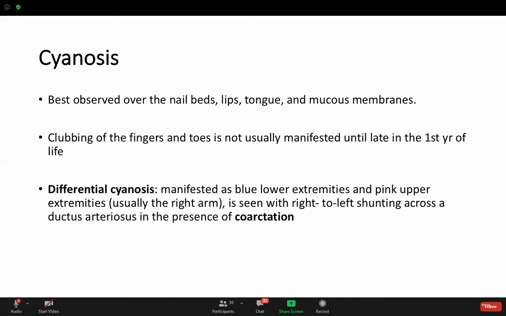في شيء نسميه differential cyanosis. وش معنى differential؟ يعني ما هو كلهم عندهم cyanosis، مو كل الجسم فيه cyanosis. It will be manifested as a blue lower extremities and pink upper extremities. والpink usually اللي هو right arm. فلو تجيب pulse oximeter تحسب الأكسجين saturation، إذا حطيته بالرايت arm الساتوريشن بيكون عالي، تيجي تحطه بالlower limb تلقى الساتوريشن نازل.